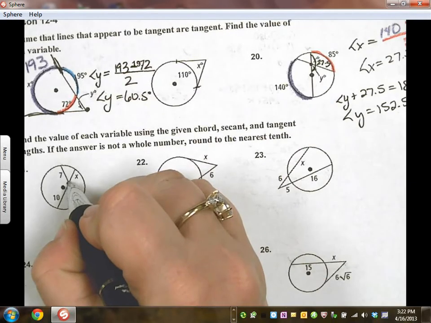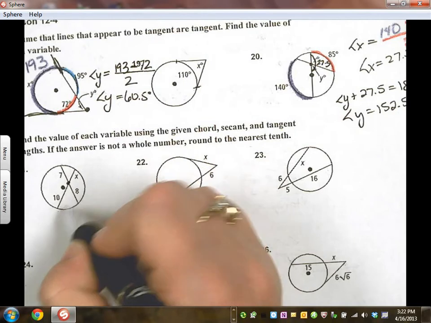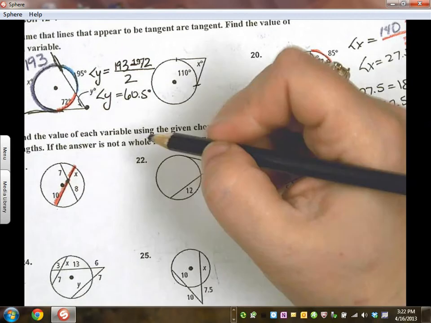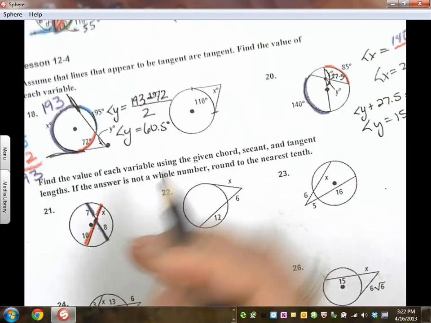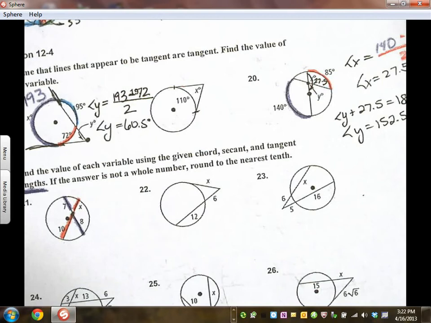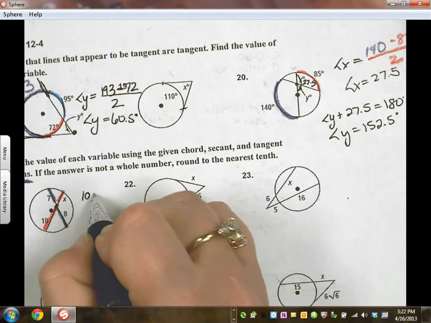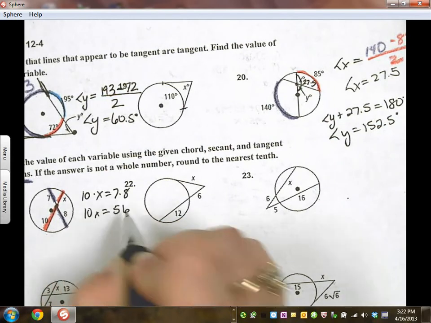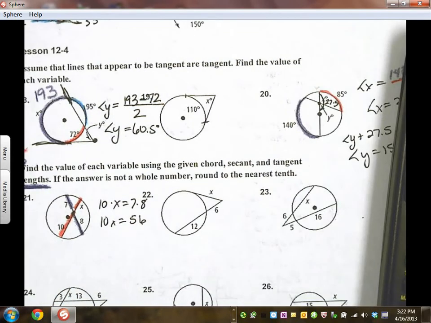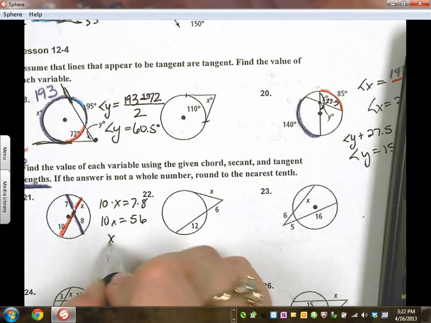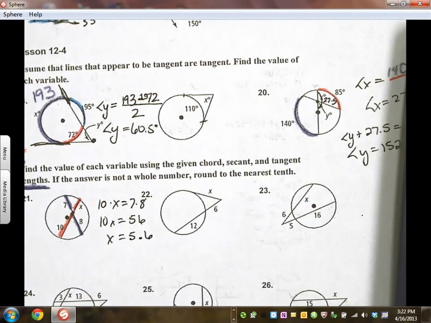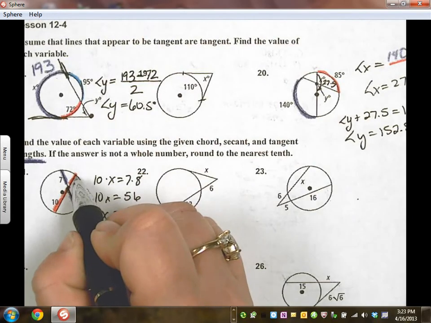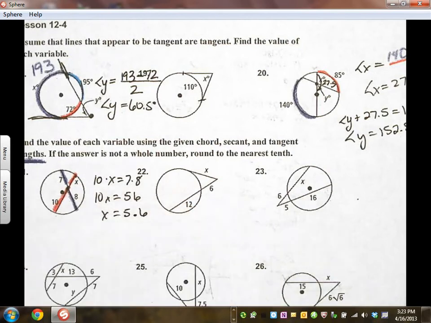Here are these. There's my vertex. This is one line. This is another. The key here is we're finding lengths now. We're not finding arcs. So we have 10 times x equals 7 times 8. 10x equals 56. That's one of those I can never remember. X is equal to 5.6. Okay? When the vertex is inside, we multiply the pieces of the same line, and they equal each other.